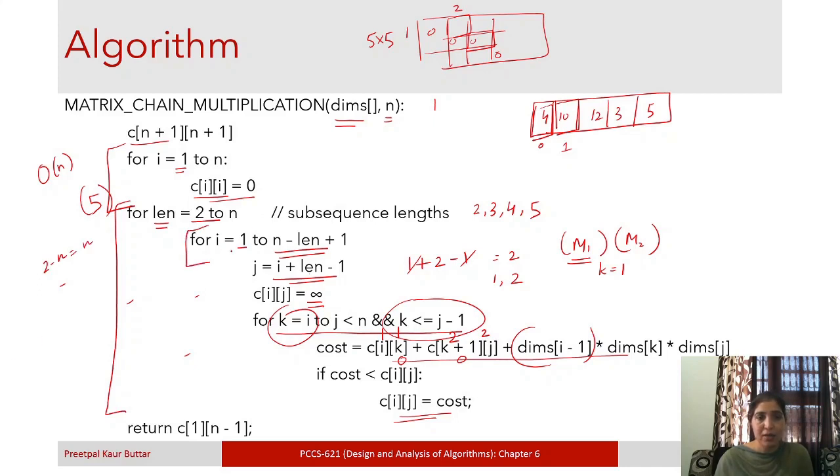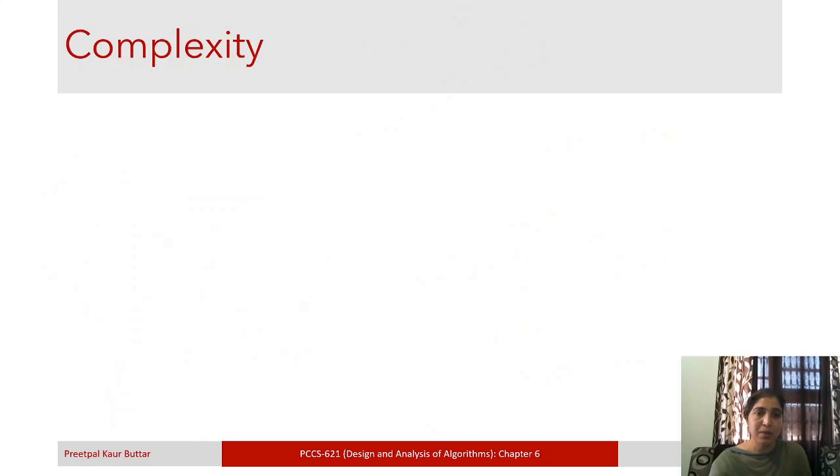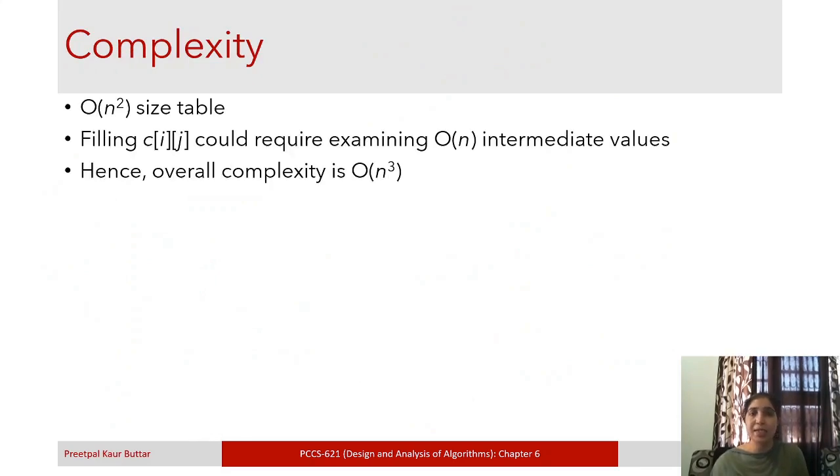Inside this there is an i loop. The i loop is running from 1 to n minus length plus 1. It is iterating over the matrix diagonally, going from 1 to 2 to 3 to 4 to 5, so it is also roughly running n times. Here we have another loop, the k loop. The k loop is running from i to j minus 1. In the worst case it will run n times. So the overall complexity is n cube.